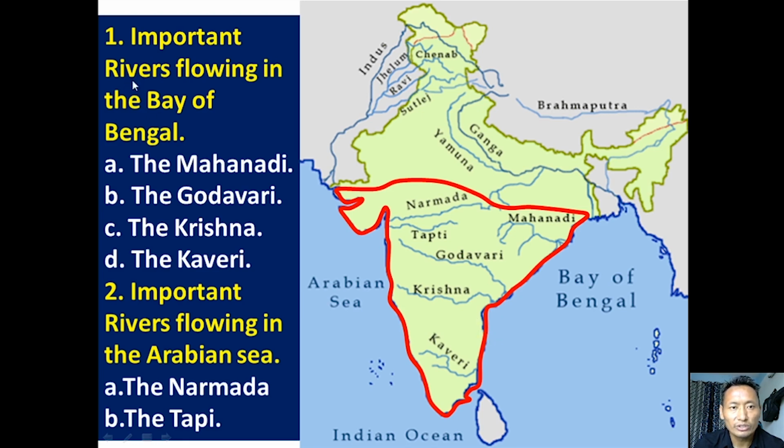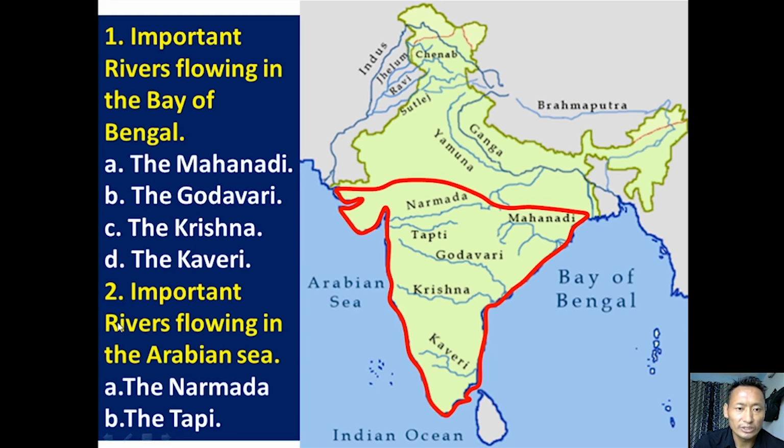So based on the discharge or orientation of river water into the sea, some of the important rivers flowing into the Bay of Bengal Sea are: Mahanadi, whose water is discharging into the Bay of Bengal Sea; Godavari, whose water is finally discharging into the Bay of Bengal Sea; River Krishna; and Kaveri River, whose water is also finally discharging into the Bay of Bengal Sea. These are the 4 important rivers of India whose waters are discharging into the Bay of Bengal Sea.